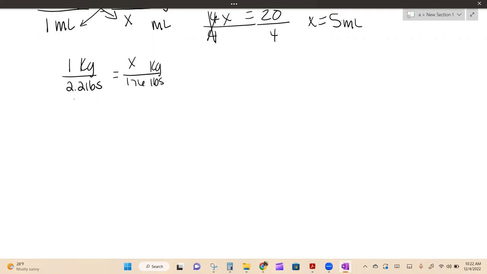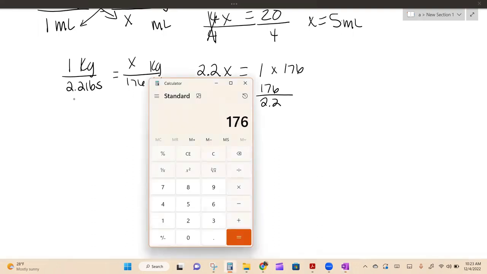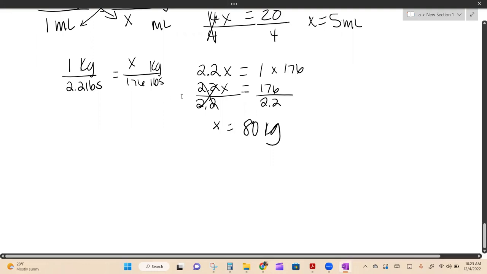So we're going to do 2.2x is equal to 1 times 176. So 1 times 176 is 176. And then we will just rewrite this. We want to get x alone, so we need to get rid of that 2.2 by dividing by it. Now we have x alone. And then, of course, we have to do that on the other side. So 176 divided by 2.2 is 80. So the patient weighs 80 kilograms.